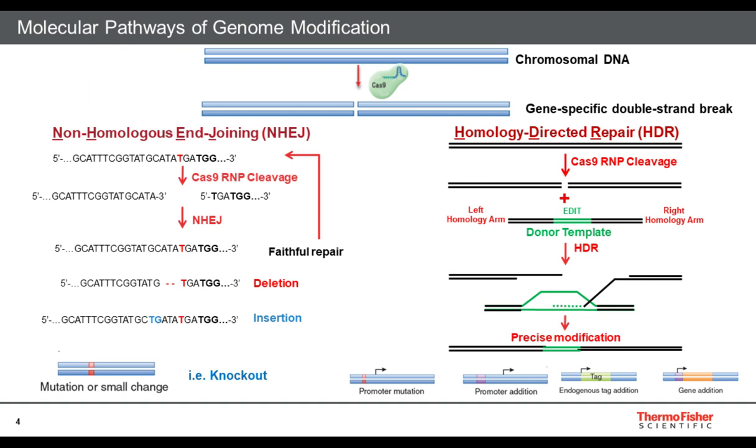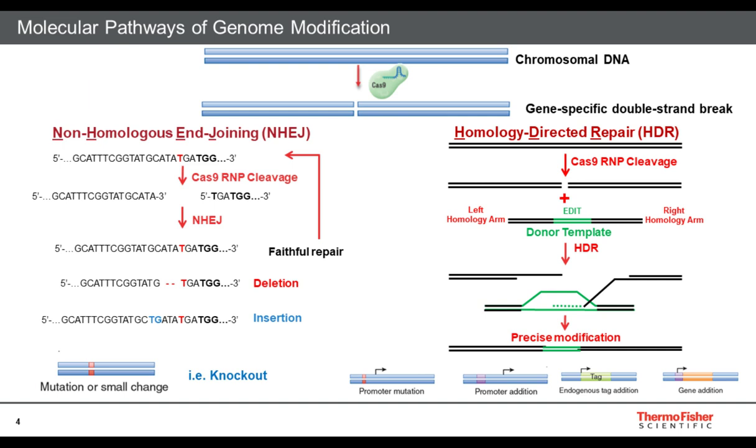When you're just adding a guide RNA and Cas9, your goal is generally to create a knockout. And one thing that's important to note here is this is not a controlled process, right? This is random within the cell, how many bases get added or deleted at this time.